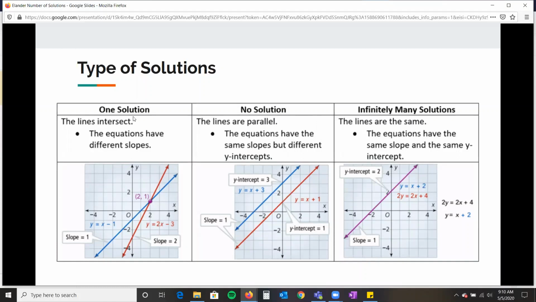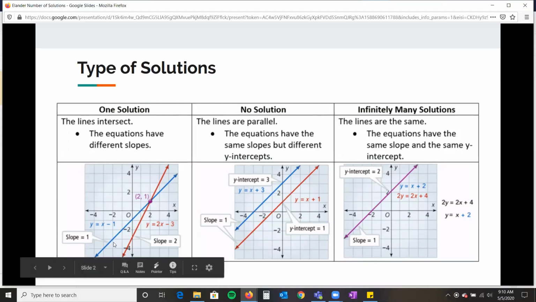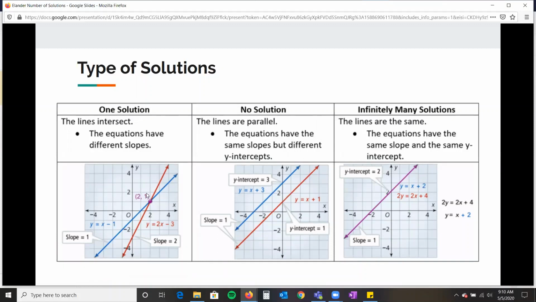We said one solution is going to be that they're intersecting once, right? The lines intersect. They have to have different slopes, otherwise, if they had the same slope, they'd be right on top of each other, or they would be parallel. So they have to have a different slope on each so that they'll hit each other at some point. That's one solution.